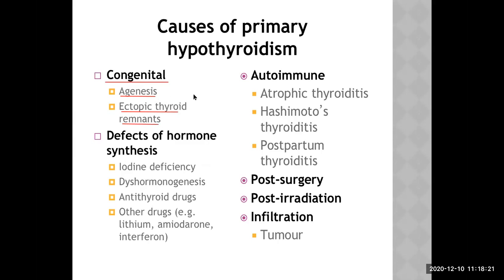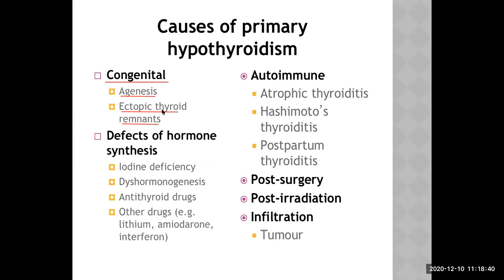Now, what is agenesis of the thyroid gland? It is absence of the thyroid gland, meaning the thyroid gland is not formed properly. There is absence of the thyroid gland, that is called agenesis. So naturally, it gives rise to hypothyroidism.